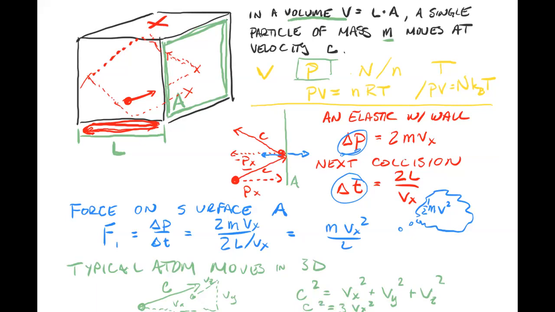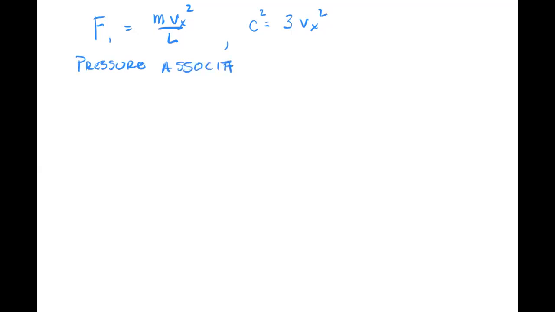Okay, so what does this do? We're going to add another page here, and we'll put those two things together, remembering that we have the force of one particle is equal to m Vx squared over L. And we have that c squared is equal to 3 Vx squared. We have those two expressions already. Now let's take a look at what would be the pressure associated with many of those atoms. Specifically, let's call it capital N atoms.